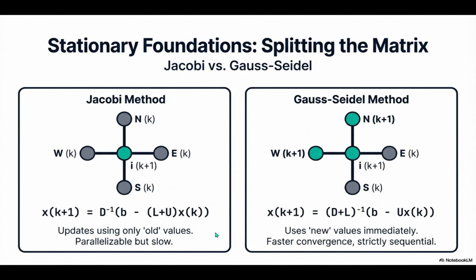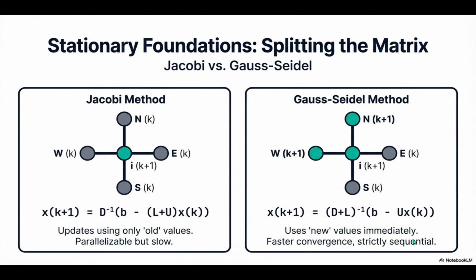Which brings us to its rival, Gauss-Seidel. Right, Gauss-Seidel is impatient. It says, look, I just calculated a new, better value for variable A. Why wait? It uses that new information immediately to calculate variable B in the very same step. Ah, so it doesn't wait for the snapshot. It's always using the freshest data it has. Correct. And because that information travels faster, it typically converges much more quickly than Jacobi does.